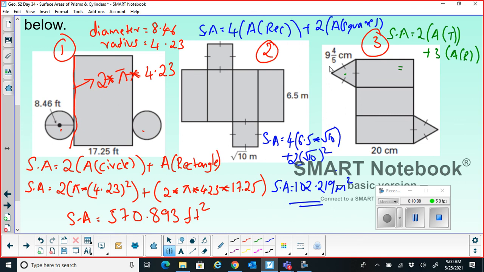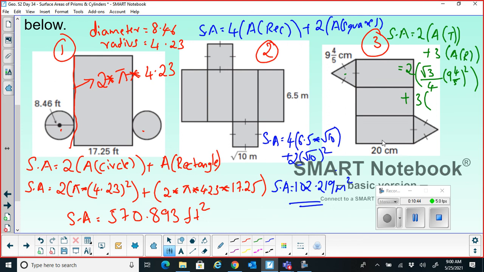This is an equilateral triangle. I had given you a formula in the previous class, which is root 3 over 4 times side square. Root 3 over 4 times side square. Okay, that's the area of triangle, plus 3 times the area of rectangle, which is length times width.